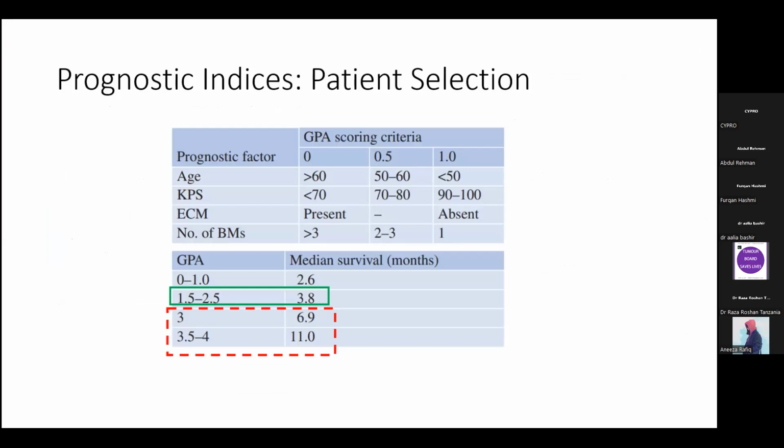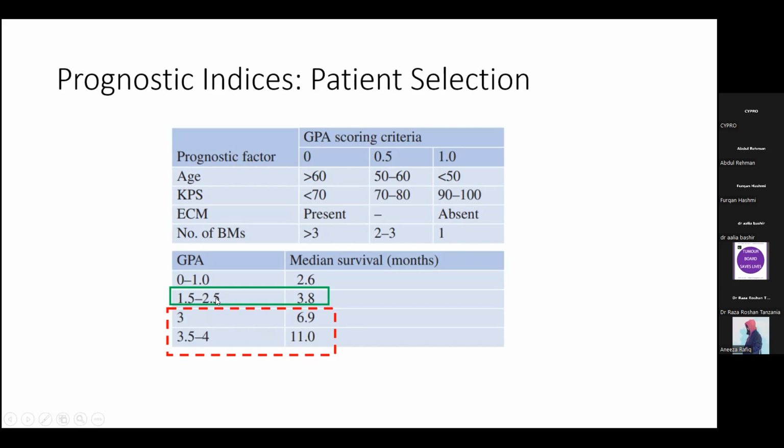So when I was practicing in Karachi, mostly we were following this GPA. It's a graded prognostic assessment scoring criteria. And this is basically based on the age, performance status, extracranial disease, and the number of metastases. And it gives some score based on these. So if any patient fits the criteria of at least having a score of 3, we offer them radiosurgery.